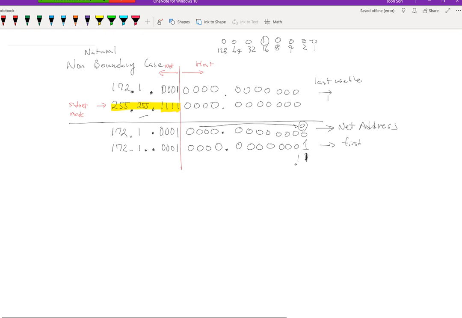When I ask you to find the last usable host IP address, you always find the broadcast address first, and once you find it, just subtract 1. Then that's the last usable host IP address. So now let's find the broadcast address, which is the last one: 172.1.0001 and the rest of them is 1, so 1111 dot 11111111. We know that this is 255. By the way, this is the broadcast address.